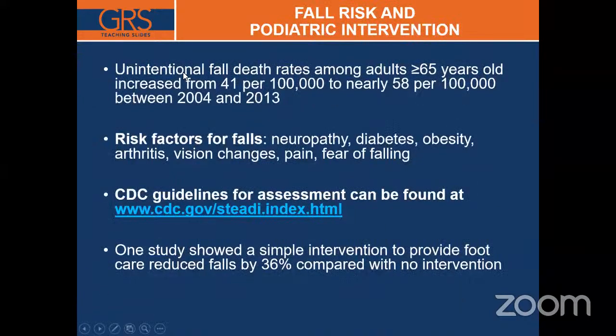So fall risk. Unintentional fall death rates among adults more than 65 years old increased from 41 per 100,000 to nearly 58 per 100,000 between 2004 and 2013. Risk factors for falls are neuropathy, diabetes, obesity, arthritis, weight changes, pain, and fear of falling. CDC guidelines for assessment can be found on this link. And one study showed that a simple intervention to provide foot care reduced falls by 36% compared with no intervention.